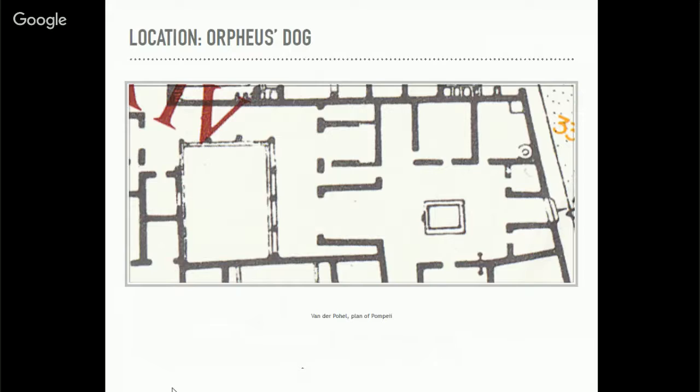Where would you place it? It's a sort of Cave Canem mosaic. Where would you place it? I have two non-classicists here. Where would you place it? At the entrance? Yeah. At the entrance, near the door. That was my guess. Because you want people to know that you have a dog.